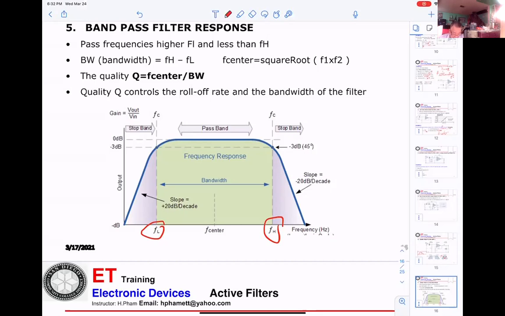If you want to calculate the center frequency here, it equals the square root of F1 times F2. Then you get the quality Q. Quality means how good the filter does. It equals F center divided by the bandwidth. Quality Q controls the roll-off rate and the bandwidth of the filter.